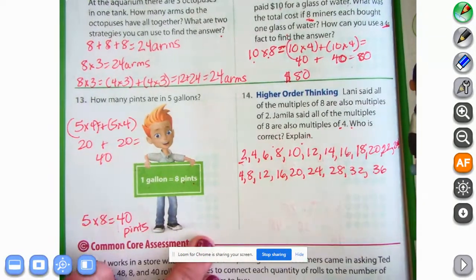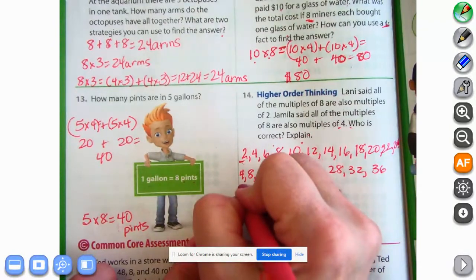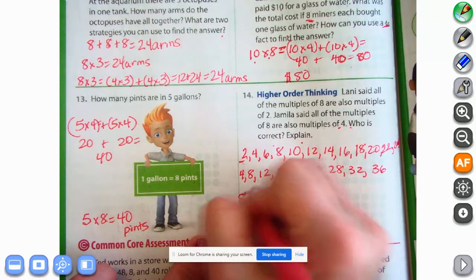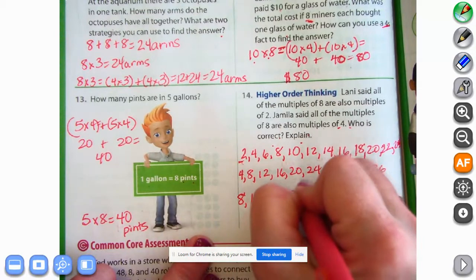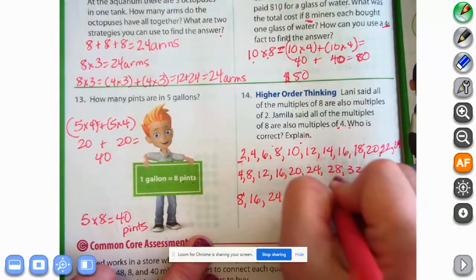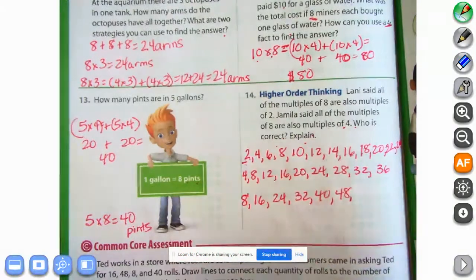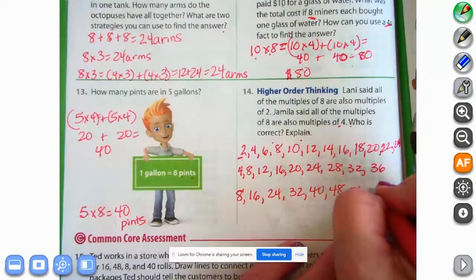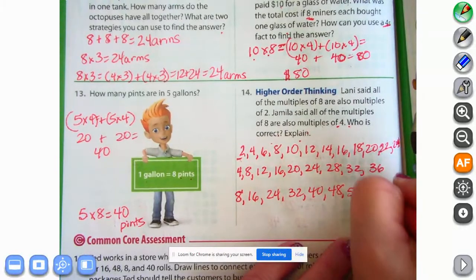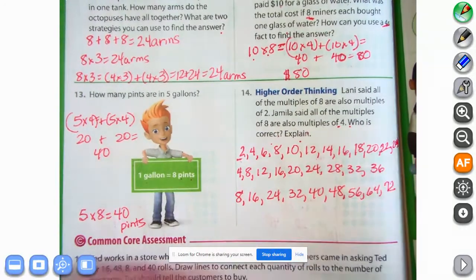We'll stop there. And now let's skip count by 8. 8, 16, 24, 32, 40, 48, 56, 64, 72. Okay, we'll stop there.